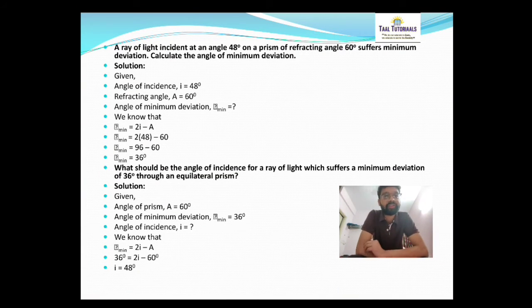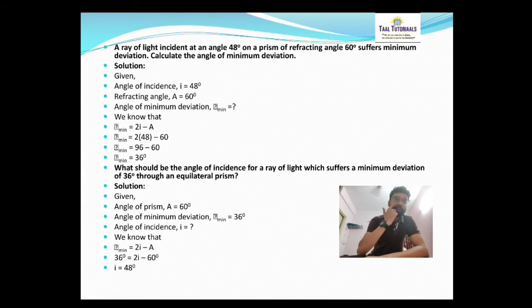What should be the angle of incidence for a ray of light which suffers a minimum deviation of 36 degrees through an equilateral prism? The angle of prism, that is A, is equal to 60 degrees. The angle of minimum deviation, delta min, is equal to 36 degrees. We need the angle of incidence.